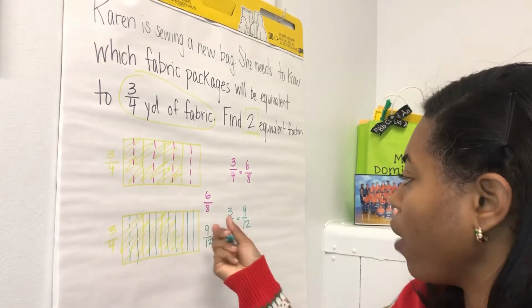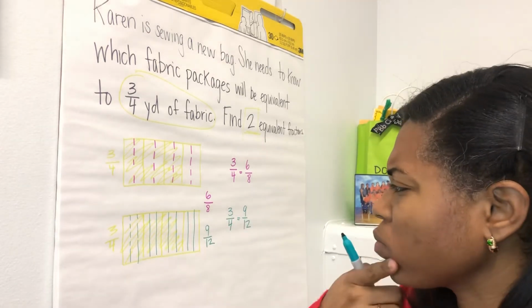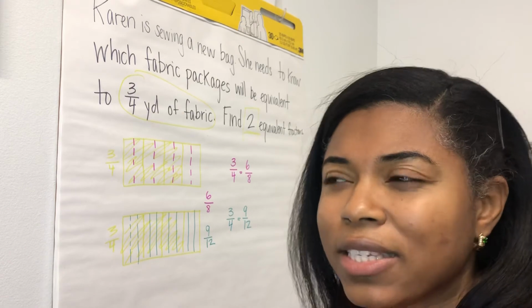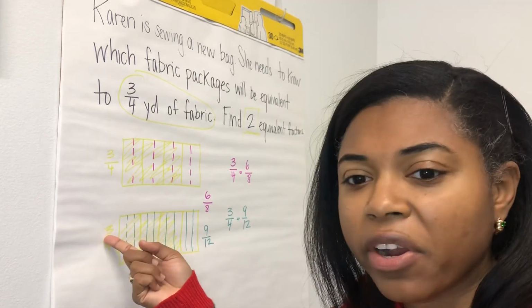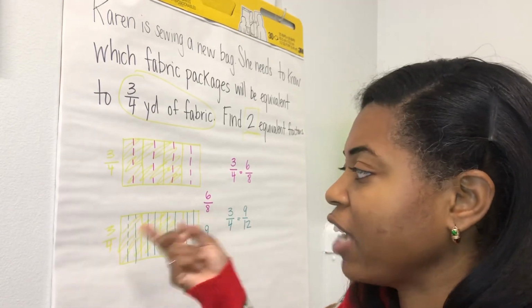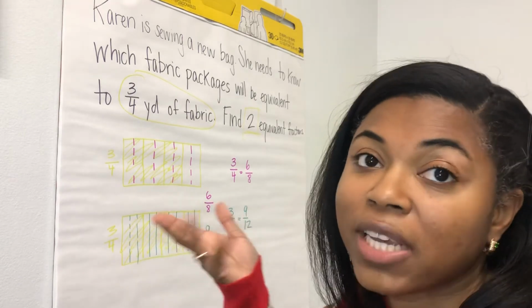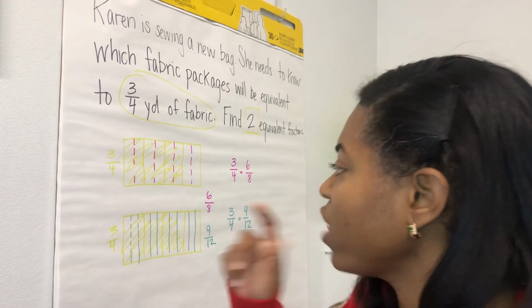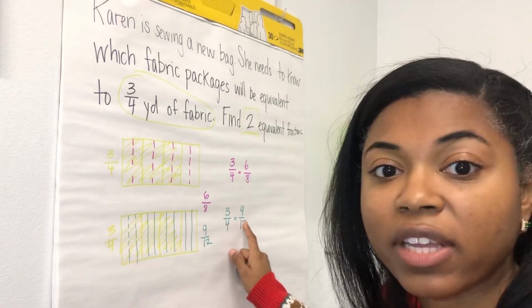Why? How do I know that? Well, I tripled by partitioning each part into 3 pieces. It's the same thing as tripling both my numerator and my denominator because I tripled the total number of parts I was talking about and the total parts that I had in the whole. So that's how I know that 3/4 is equivalent to 9/12.